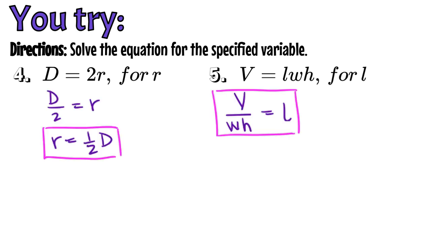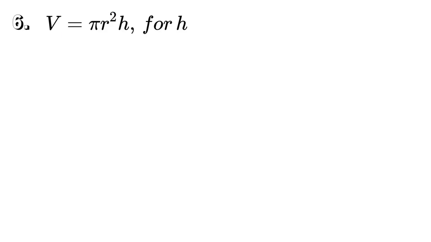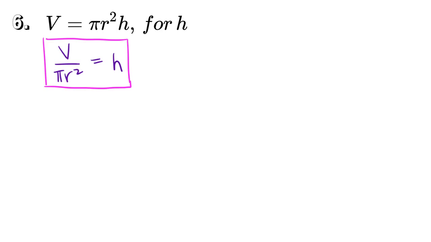All right, hopefully you paused the video and you found that d over 2 is equal to r, or r equals 1/2 d. You could write it either way. And we also found that L equals V divided by WH. Pause the video now and try number 6. All right, in number 6, we get H equals V divided by pi r squared.